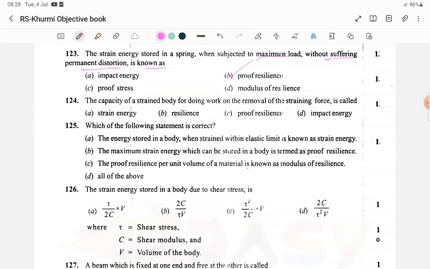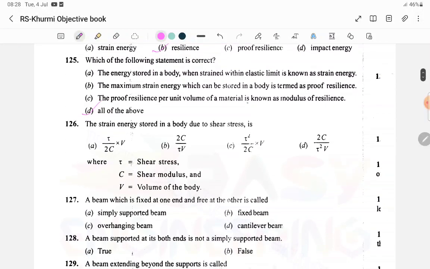Question 124: The capacity of a strained body for doing work on removal of the straining force is known as what? The correct answer is resilience. Question 125: Which of the following statements is correct? It is D. All of these are correct.